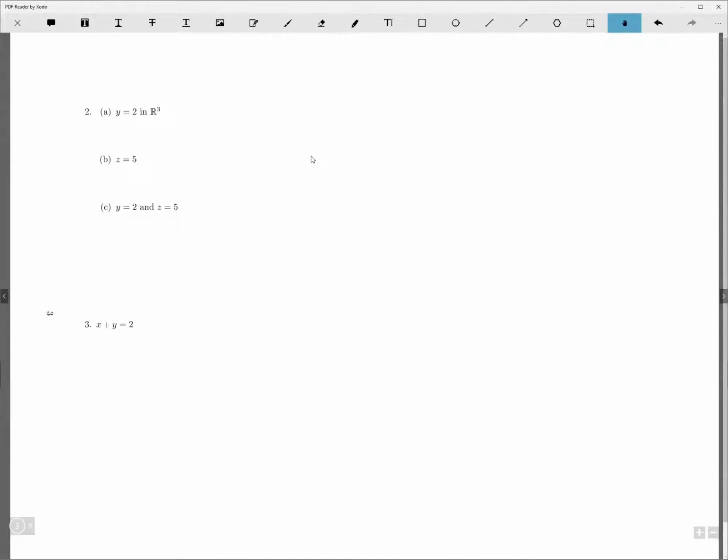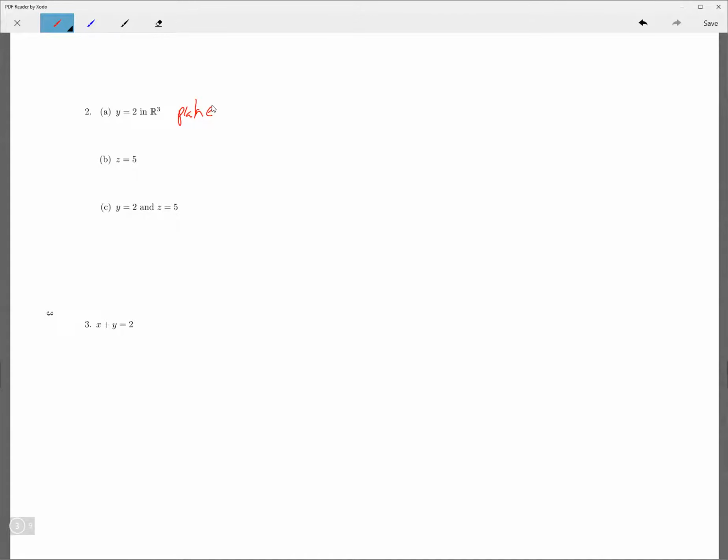Okay, let's go to number two. It says, what does the equation y equals 2 represent in R3? Yeah, so what is this equation? That's going to be a plane. So it's in three dimensions, right? And z equals 5 also represents a plane.